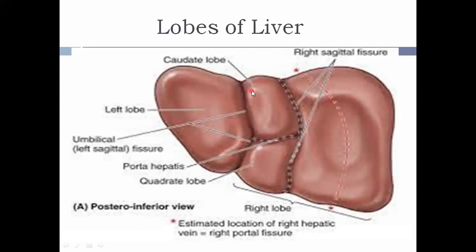So, here, this is the caudate lobe. This caudate lobe is present above the porta hepatis, right? So this caudate lobe is present above the porta hepatis, to the right of the groove of IVC and to the left of the fissure for ligamentum venosum.